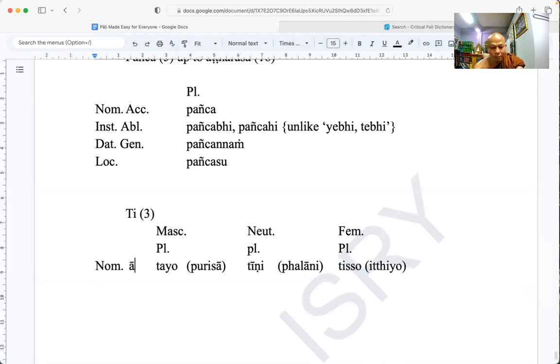Accusative case also the same form. Okay. So the yo Burisa, Burise, so Dini, Falani, and they saw 80.